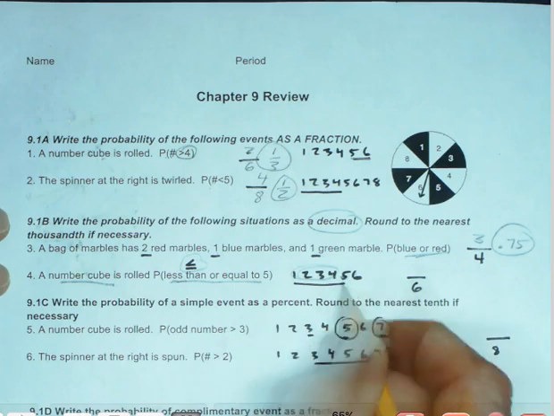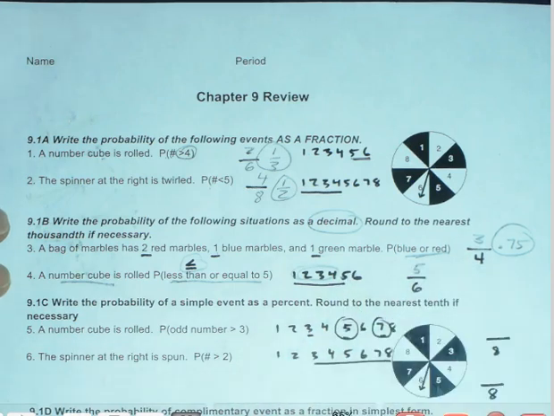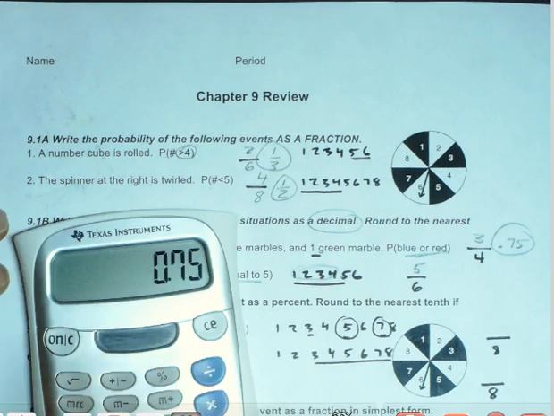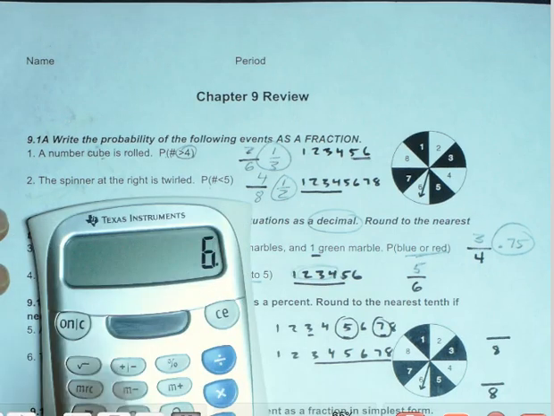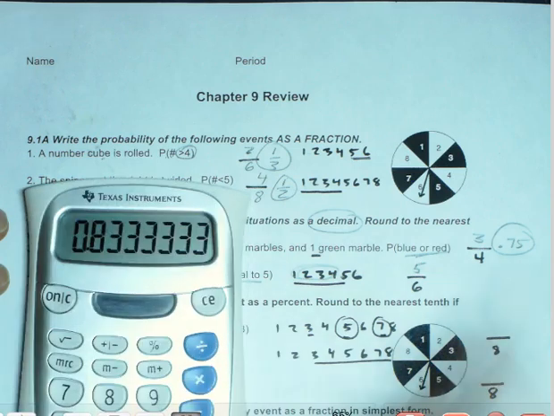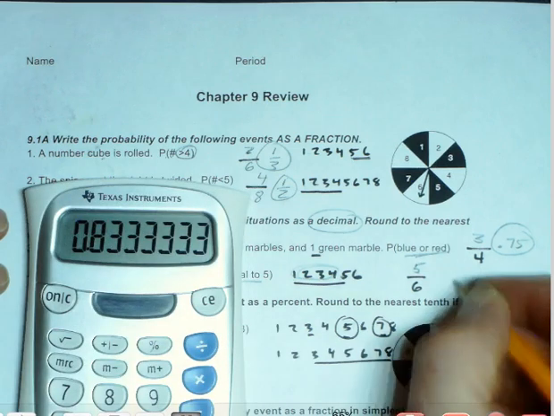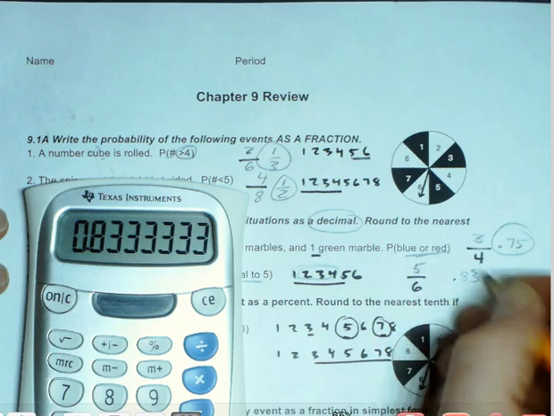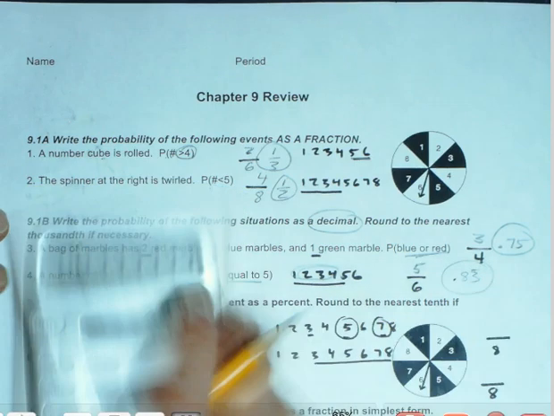So we actually have a 5/6 chance, and let's just pop that into the old calculator. 5 divided by 6, and we've got 0.83 repeating. 0.83 repeating then would be our decimal for that probability.